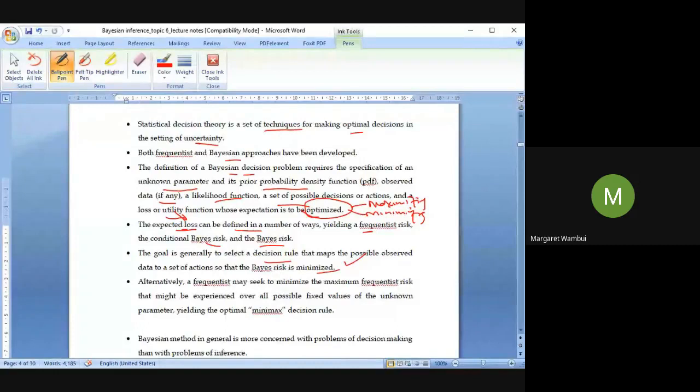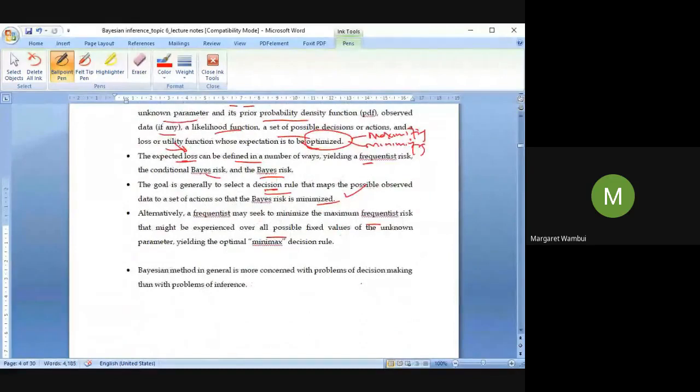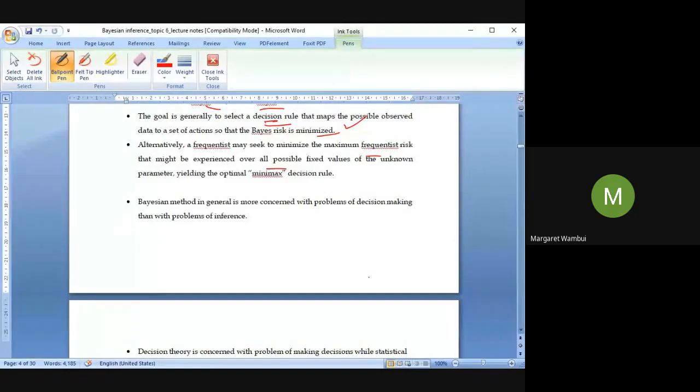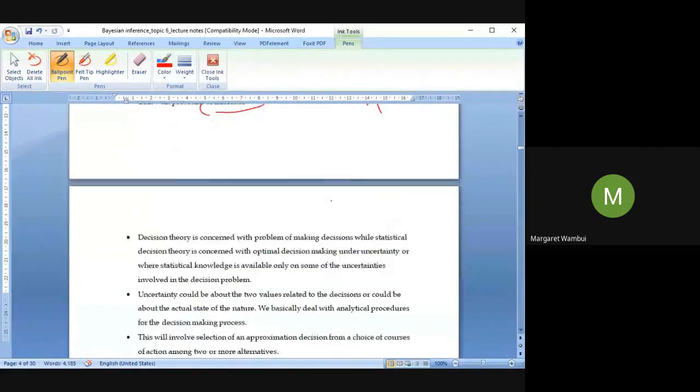The goal is generally to select, as I have said, a decision rule. Alternatively, a frequentist may seek to minimize the maximum frequentist risk that might be experienced over all possible fixed values of the unknown parameter, thus yielding an optimal minimax decision rule. So the Bayesian method in general is more concerned with the problems of decision making than with problems of inference. This is what it would be more concerned with: making the decision, optimizing or minimizing.